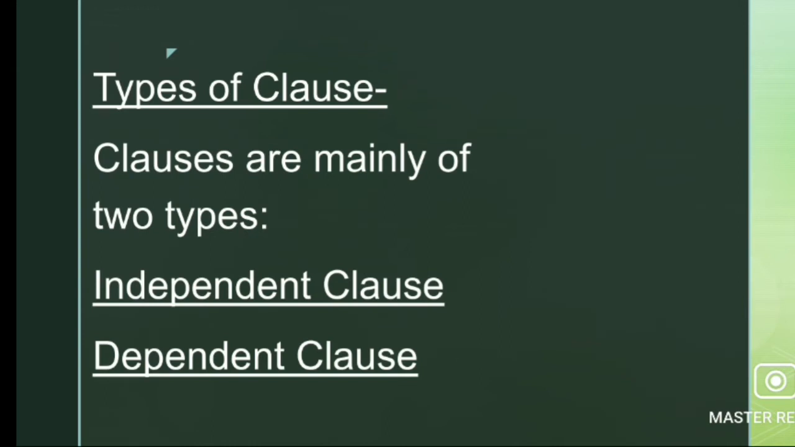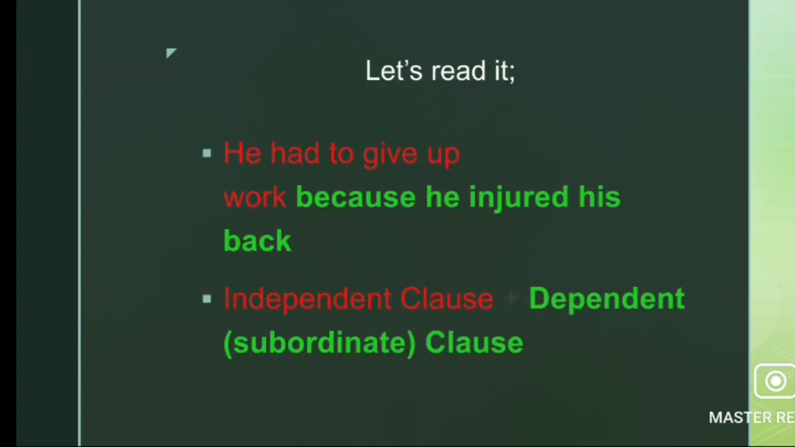Clauses are mainly of two types. First one, independent clause, and next one, dependent clause. Let's see them one by one. Children, first read this. He had to give up work because he injured his back.